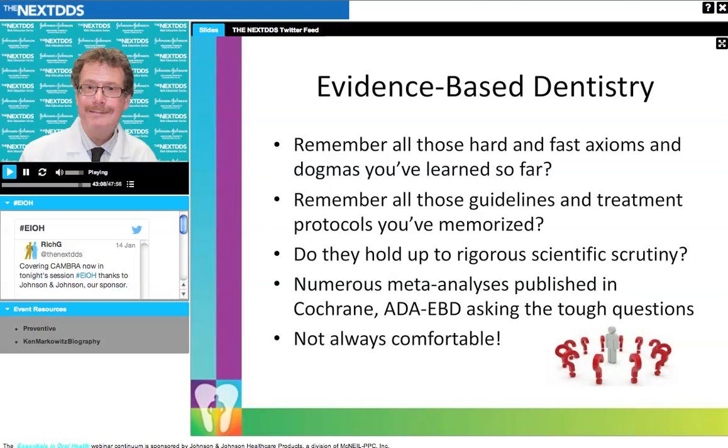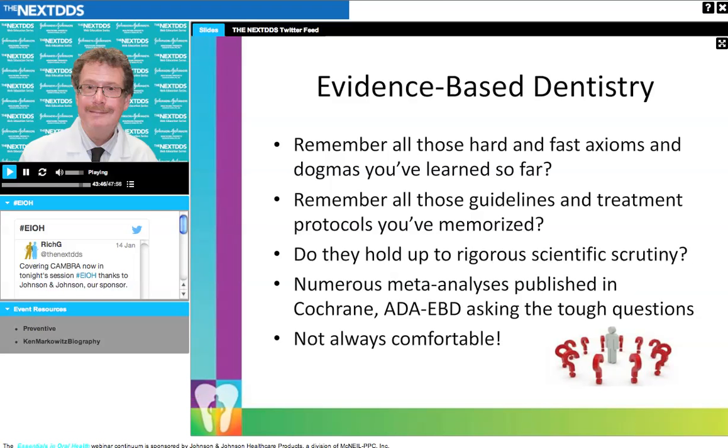So to do evidence-based dentistry, you come up with a clinical question and you put it in a format where you get an evidence-based answer based on clinical studies. Meta-analysis is a method of combining clinical studies. The Cochrane Review and the ADA evidence-based dentistry site are very good for looking up clinical questions, and sometimes the answers are surprising.